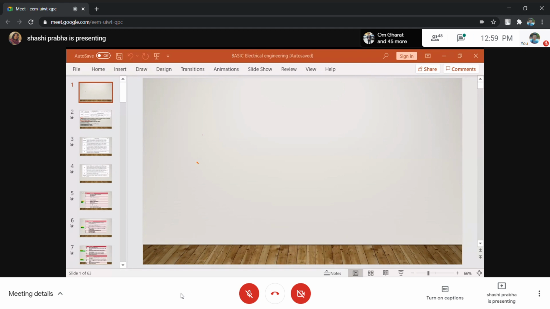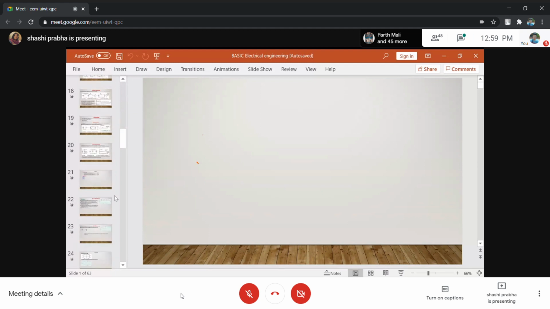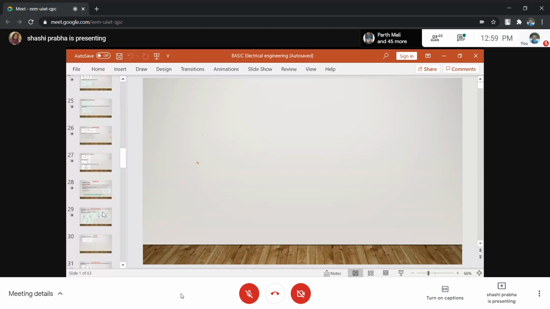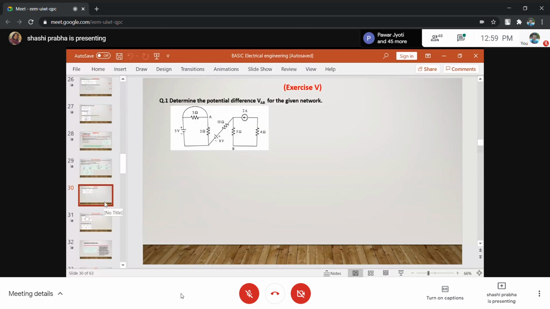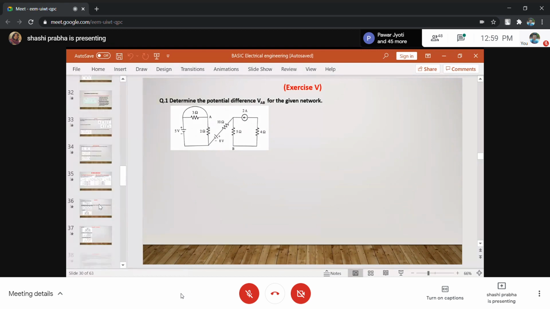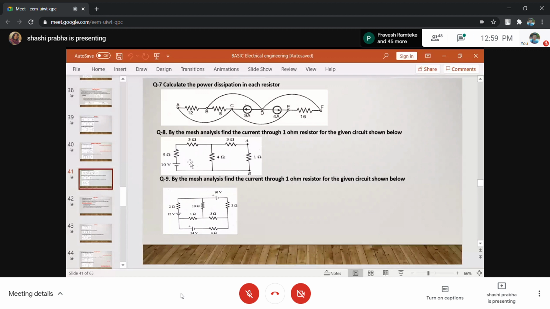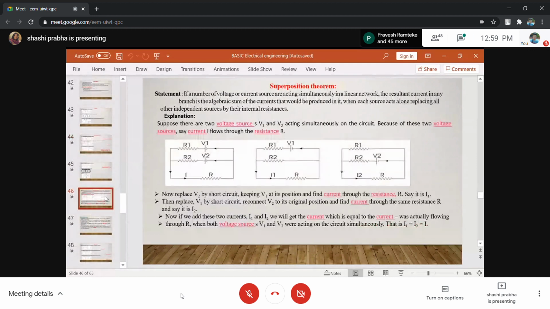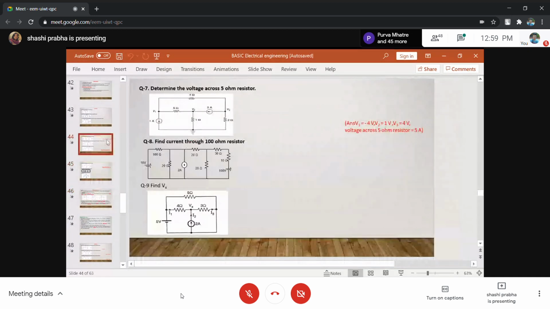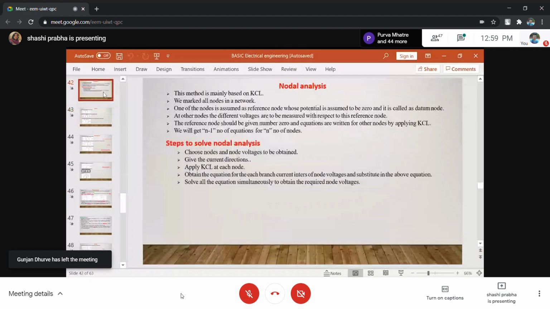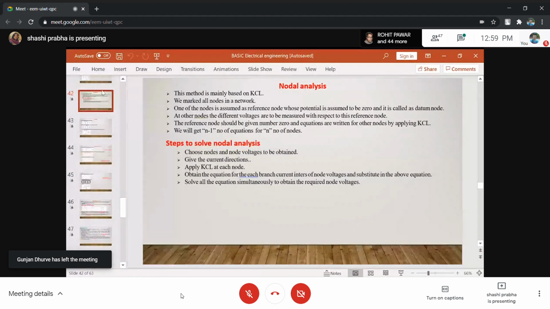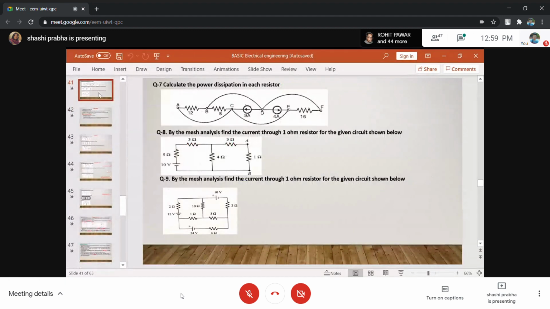Okay, let's begin. So we will go quickly to the slide which we wanted to start. Star delta is over. We were doing these numericals we have done, and this was the last slide we were left with.